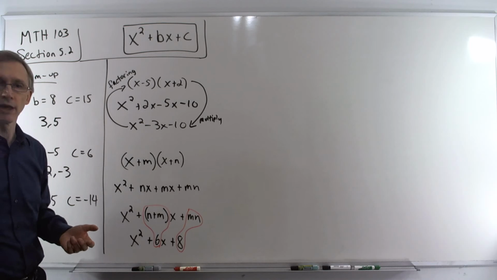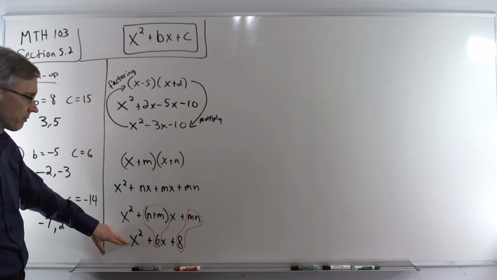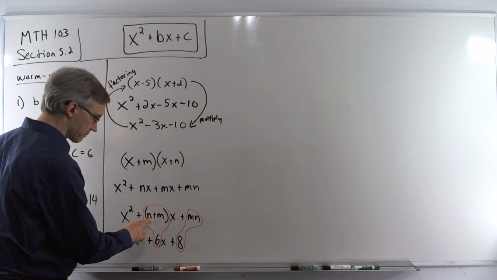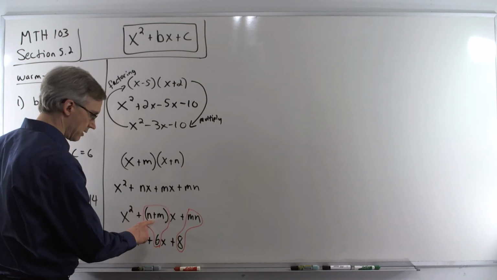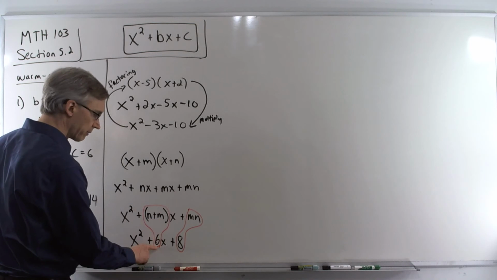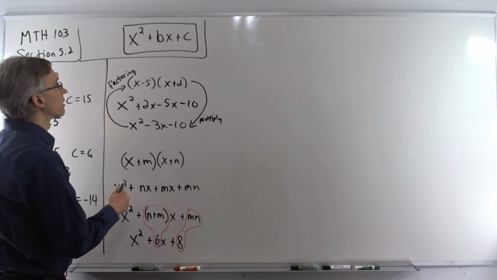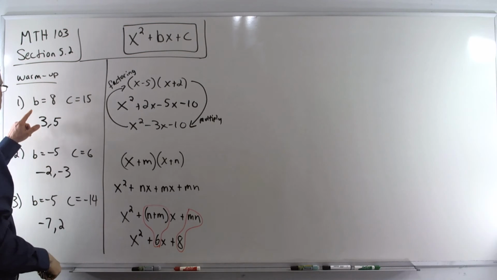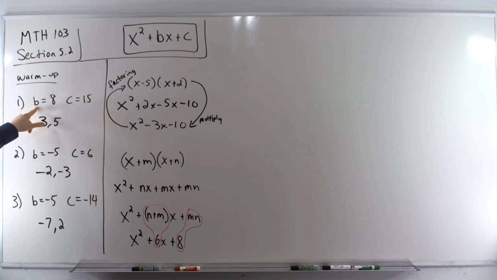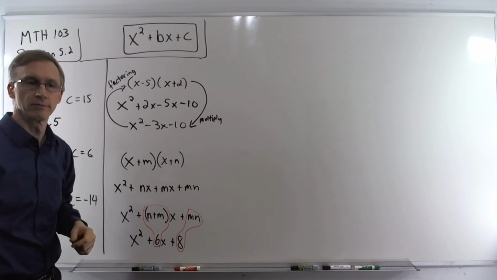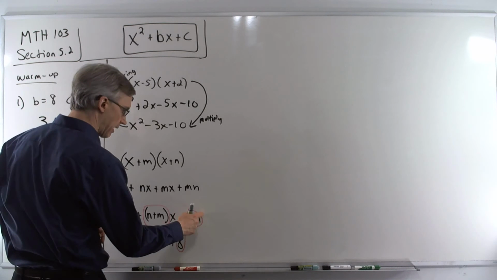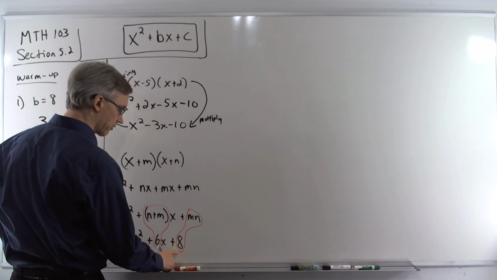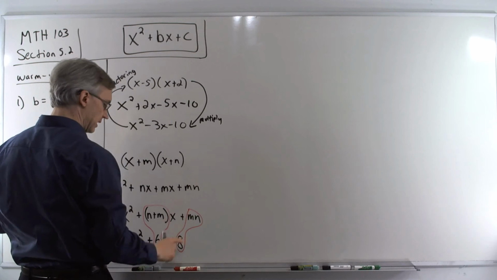Now let's compare this with a real polynomial with actual numbers in it. The coefficient on the x is 6 here, so that would correspond with n plus m. So if we add two numbers together, we get the middle coefficient, which is 6. That middle coefficient in the general form of a quadratic is b, and that's where this b comes from. B is the coefficient on the x term. And over here, we have m times n. We multiply the two numbers together, and we get 8, the constant on the end. So that would be c.